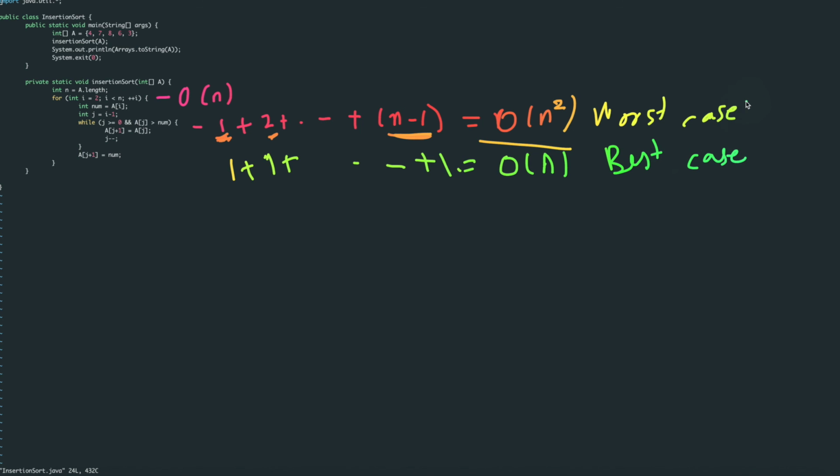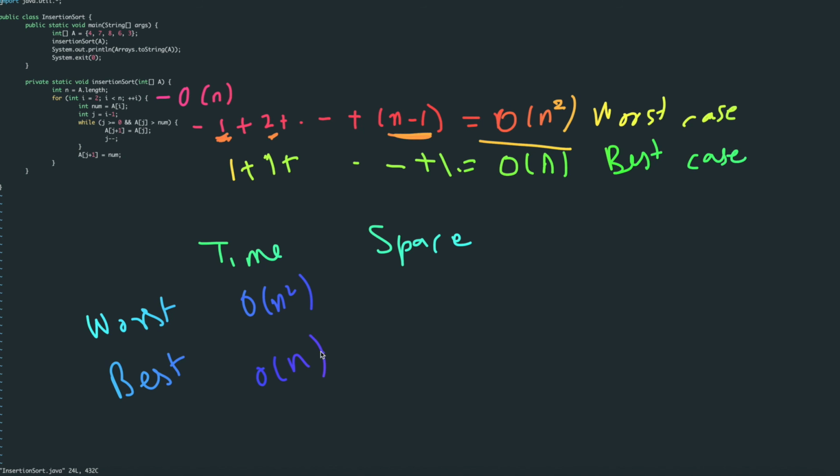So the time complexity of insertion sort in worst and best cases is order of n square and order of n respectively. Now for the space complexity, have we actually used any extra space here apart from some variables? We have not used any extra space, so the space complexity is constant in both worst and best cases.